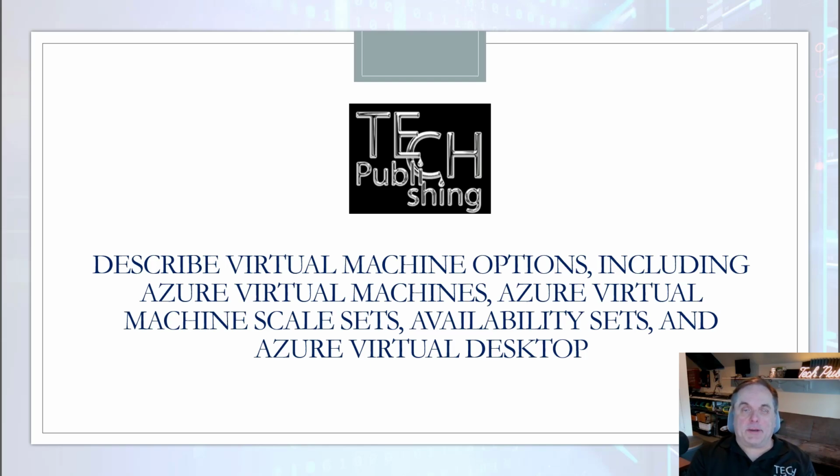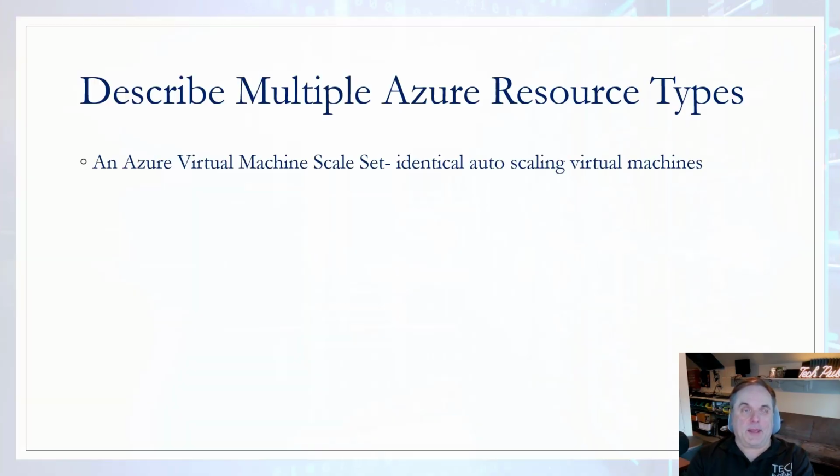This next objective for the AZ-900 exam is going to describe several different terms that may be very important for this certification. Let's take a look, starting with an Azure Virtual Machine Scale Set. This is for deploying and managing a group of identical auto-scaling virtual machines. Now, auto-scaling means that Azure is going to adjust the amount and types of resources needed for any sudden demands. That's an important thing to remember.